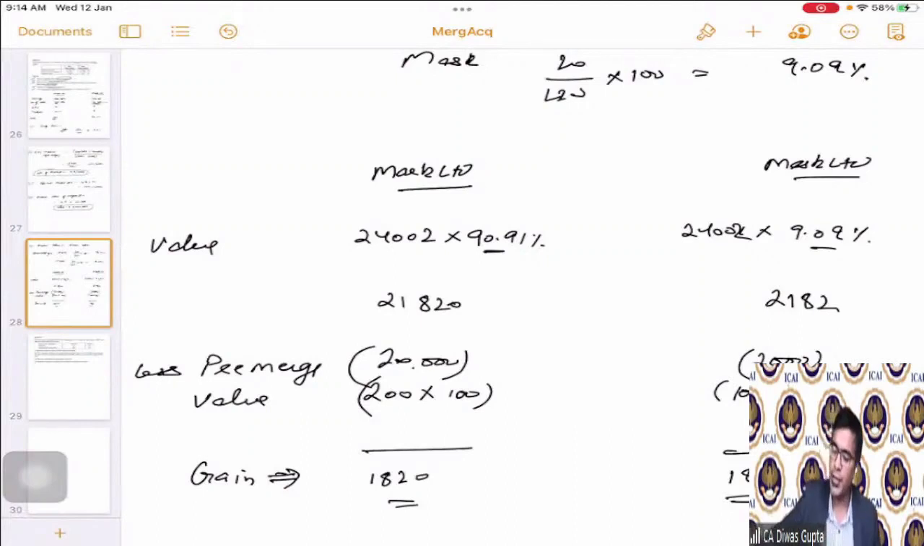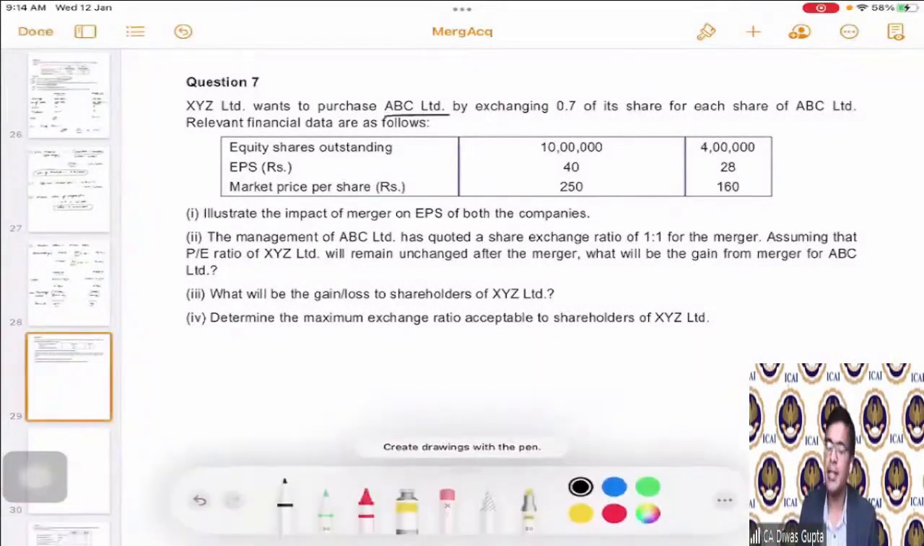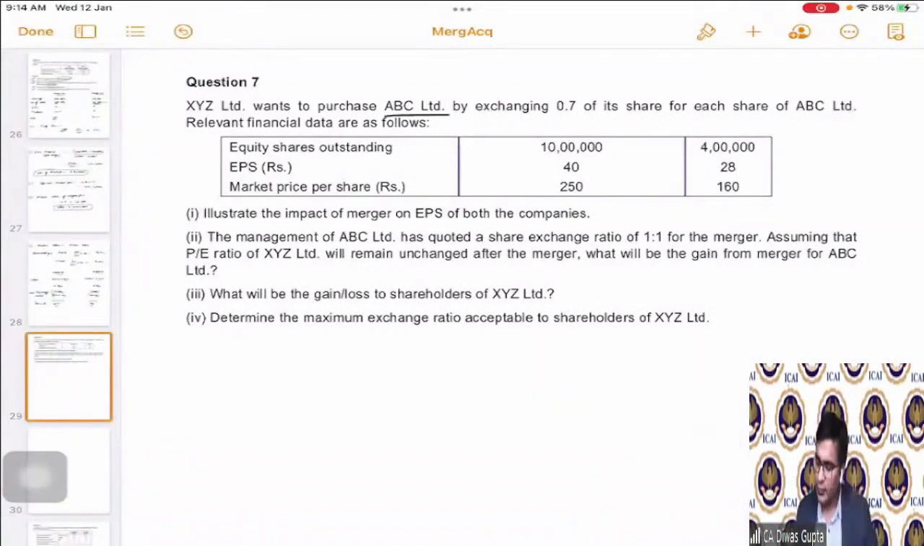Okay, let's go to the next question, which is question number 7. Now, XYZ Limited wants to purchase ABC Limited. Again, it's a similar kind of question where one company is trying to purchase another company, and they have given the exchange ratio also: 0.7 of its share for each share of ABC Limited. So the exchange ratio is 0.7:1.